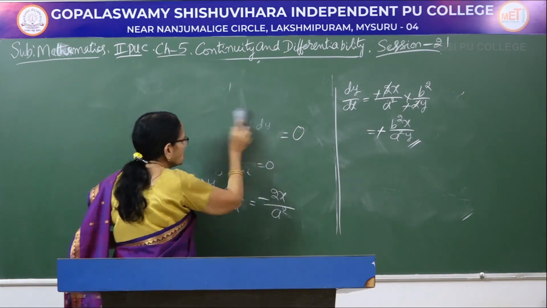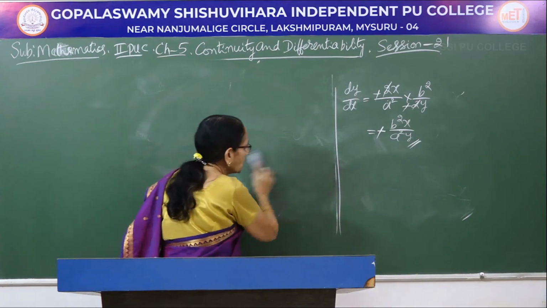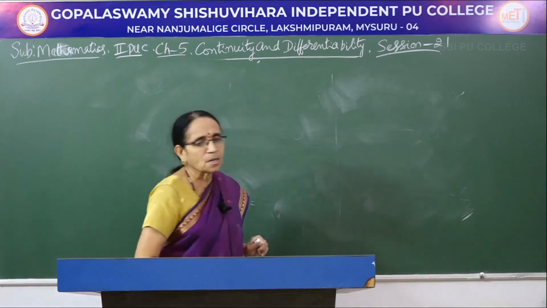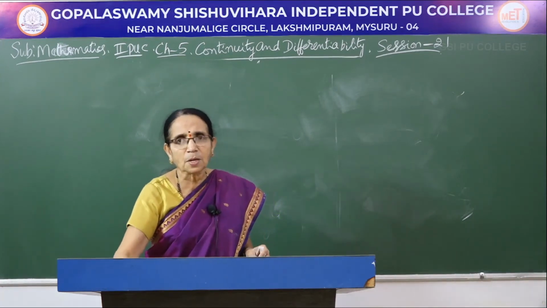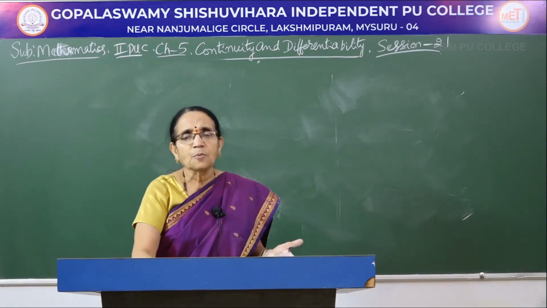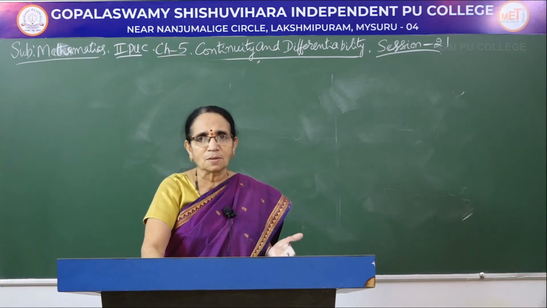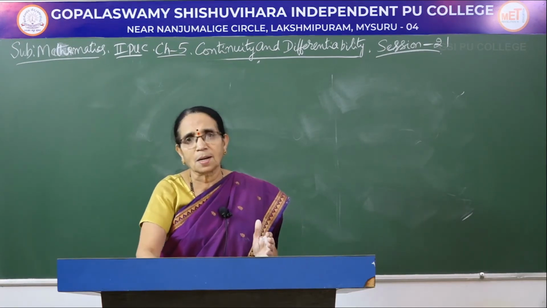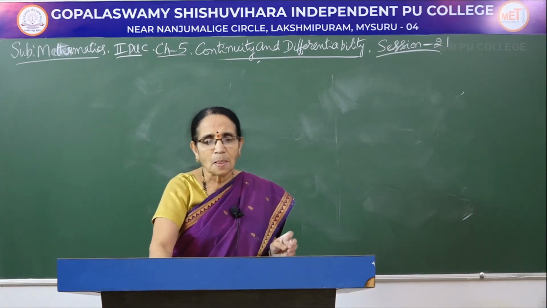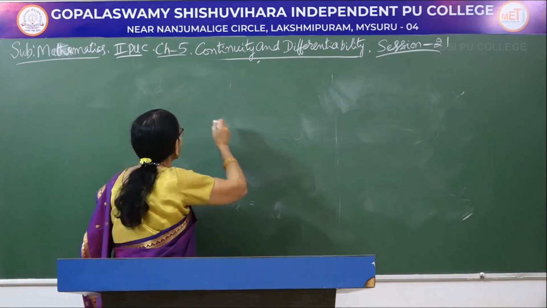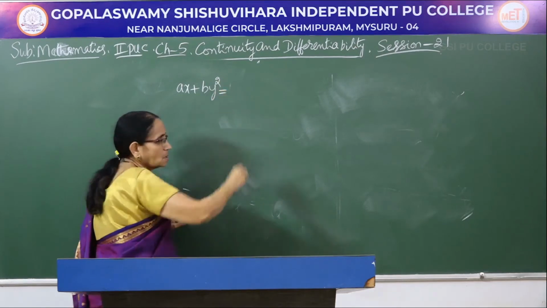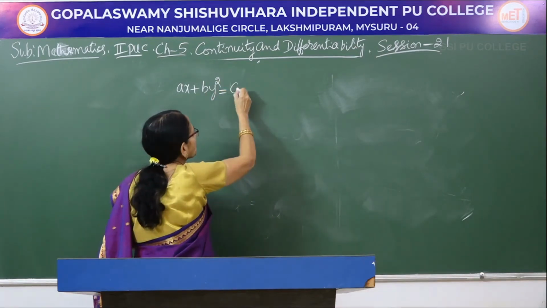So whenever we have an implicit function, directly you can't get the value of dy by dx. So differentiate each and every term with respect to x. If there is only one term containing dy by dx, it is easier. If more than one term is having dy by dx as a factor, group them correctly and take out the common factor, rearrange the remaining terms. Now let me consider another problem. ax plus by square, that would be equal to cos y.